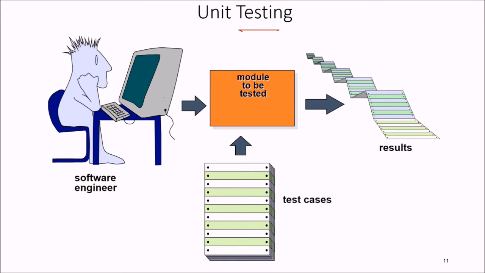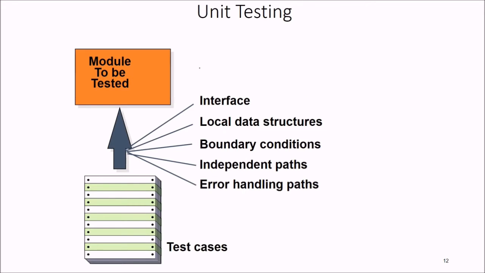So in unit testing, we have a software engineer who needs to test a module. For that, he needs certain test cases. On the basis of these test cases, the module will be tested and the results will be shown. In unit testing, what we are interested in is the interface. The module will have an interface, the local data structures in this module, the boundary conditions, the independent paths in the module, and the error handling paths.